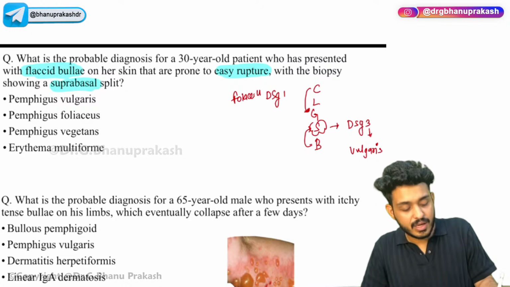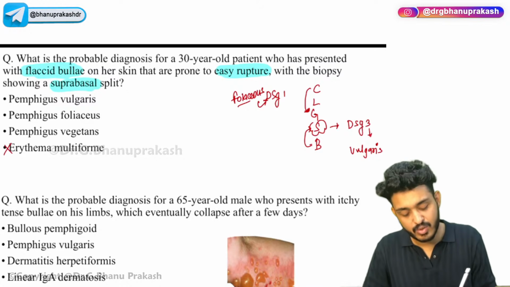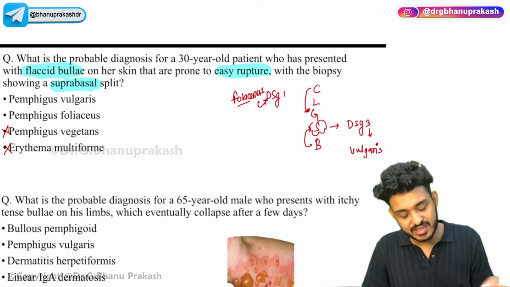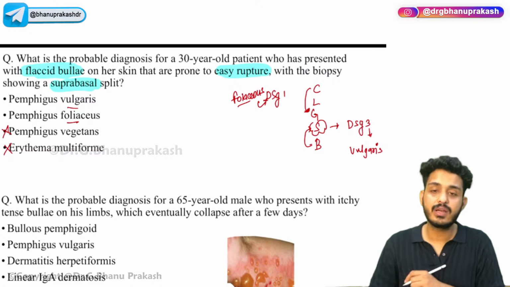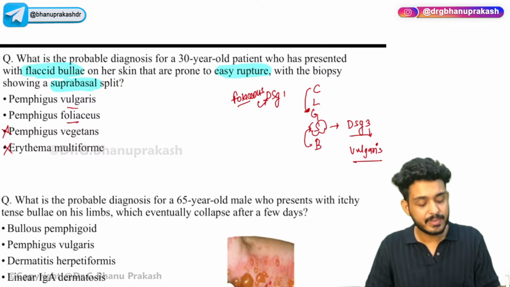How can you remember? If you don't know the answer, how will you get to the answer? Erythema multiforme, no, there is no correlation. Vegetans, we don't know. We are confused between vulgaris and foliaceus. That is what we have studied. So desmoglein 3 will be vulgaris.